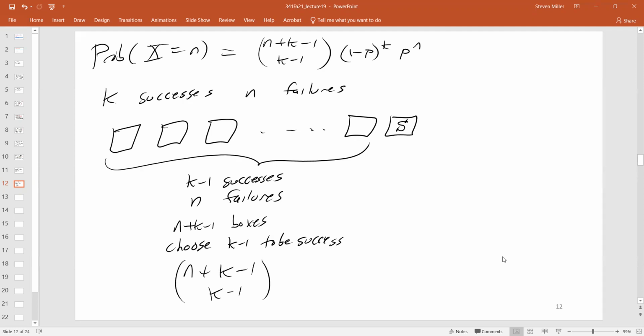And then for each of them, I have a total of K successes. So that's going to give me a probability of 1 minus P to the K. And I have N failures, that's P to the N. So that's where this comes from.